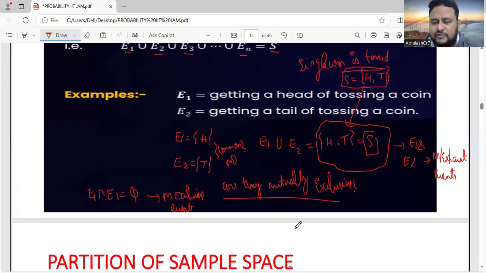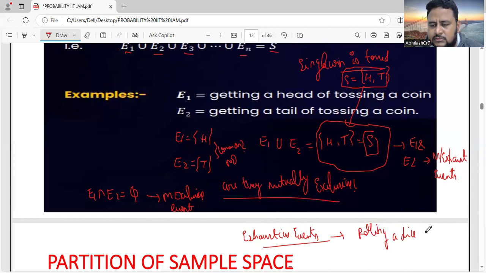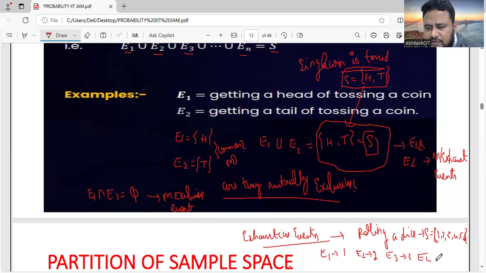So one more example I can give for exhaustive events. See, suppose rolling a dice. Okay, sample space is what? We get 1, 2, 3, 4, 5, 6. This is the sample space, correct? Now, suppose event 1, on rolling a dice, we get 1. And event 2, on rolling a die, we get 2. Event 3, we get 3. Event 4, we get 4.